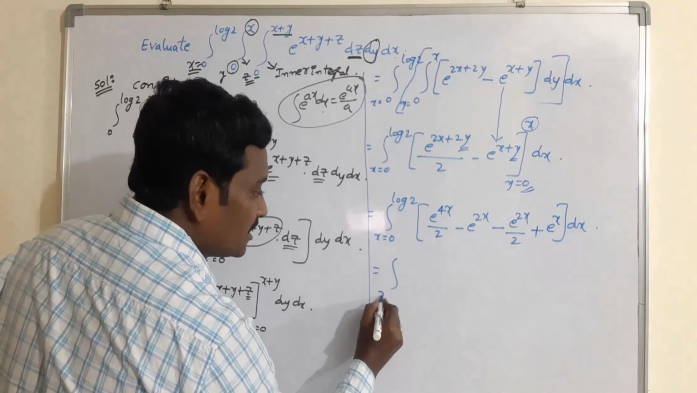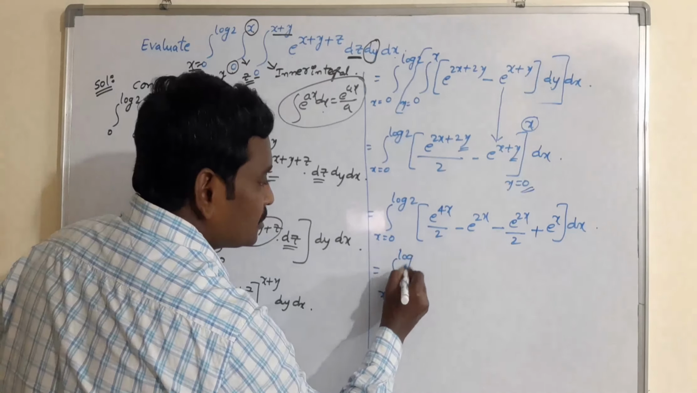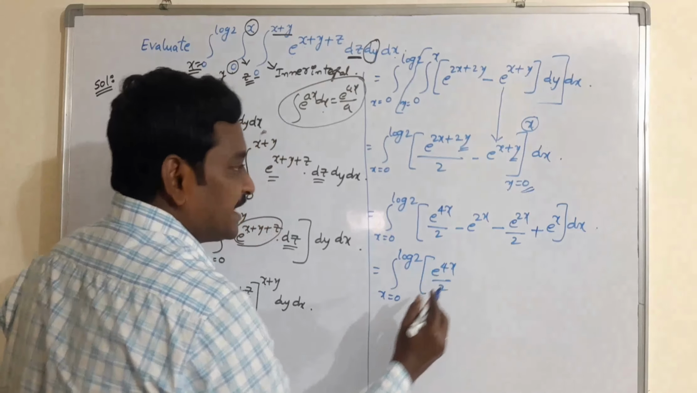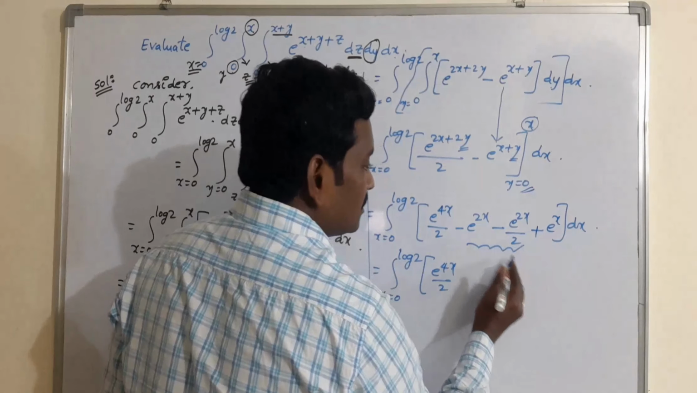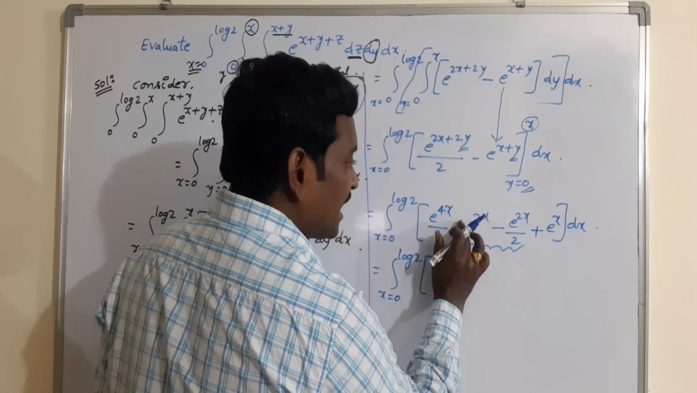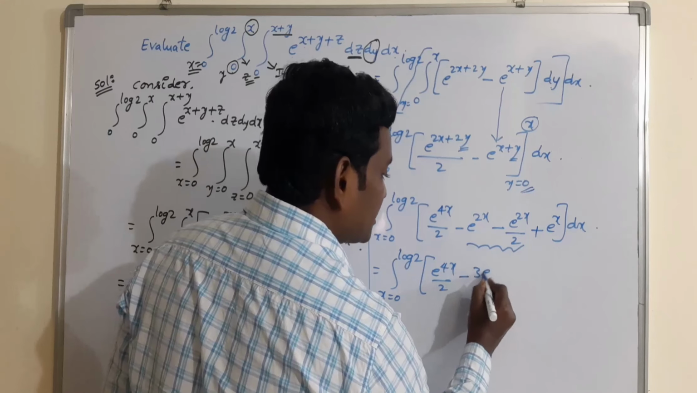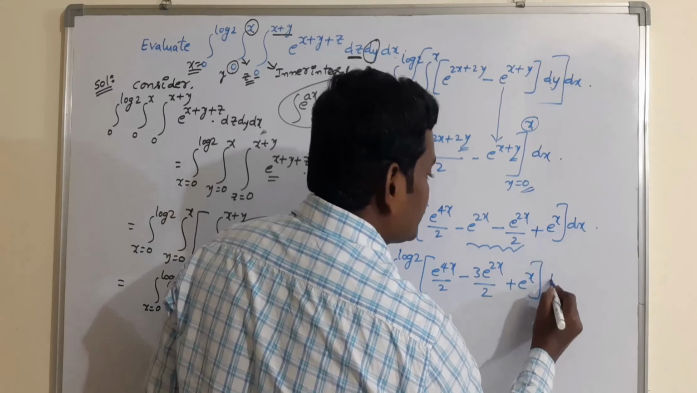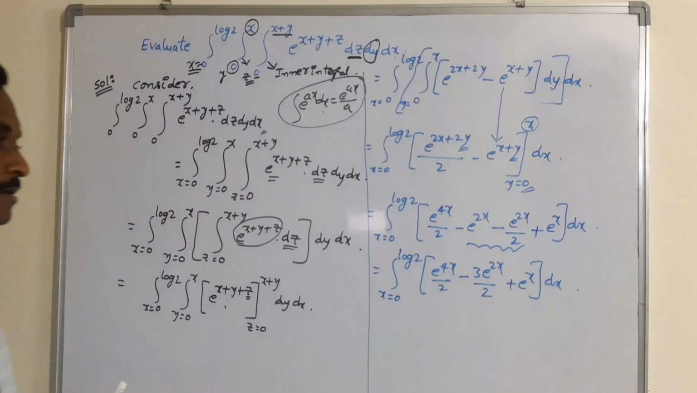That is equal to integral x is equal to 0 to log 2, e power 4x by 2. By taking the LCM for the middle two terms, club both terms, you will get minus 2 minus 1, it would be minus 3 e power 2x by 2, plus e power x, whole into dx. Now I will take the integration with respect to x.